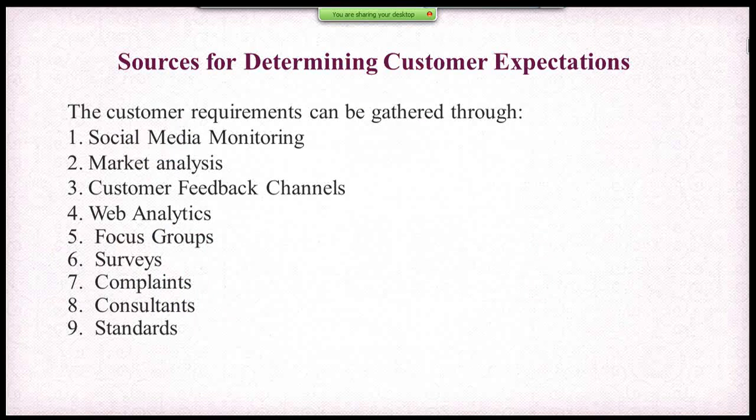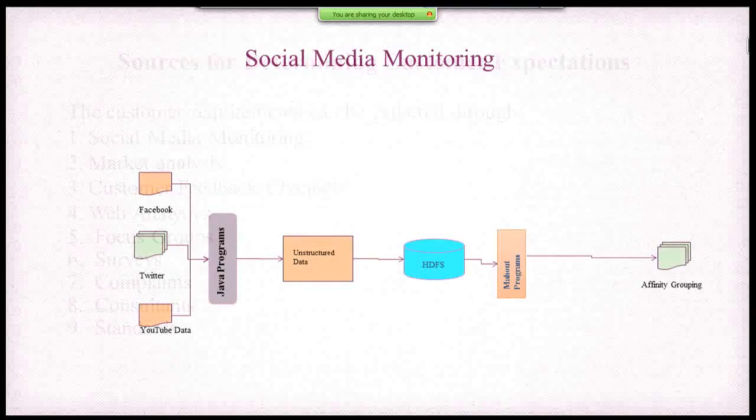Okay, so now what are the forces for determining these customer expectations? How can we get the customer's input? We can use social media monitoring, market analysis, web analytics and surveys in order to collect the customer requirements and develop them.